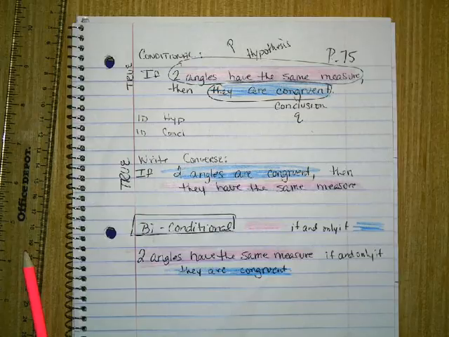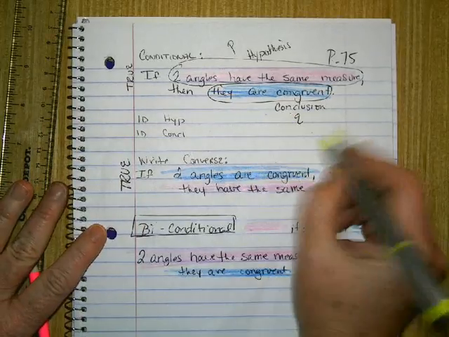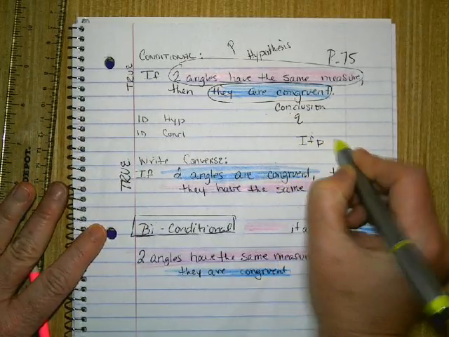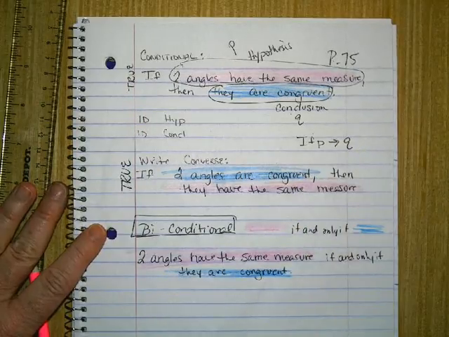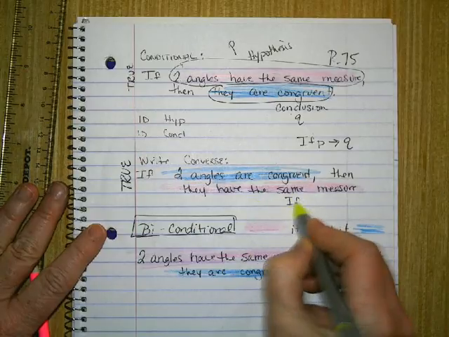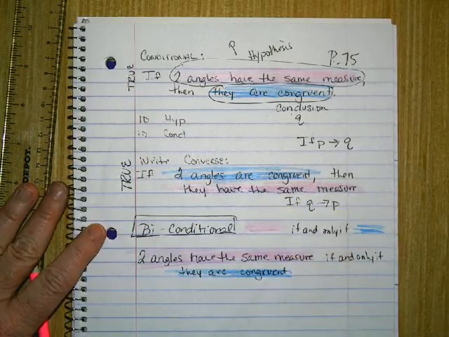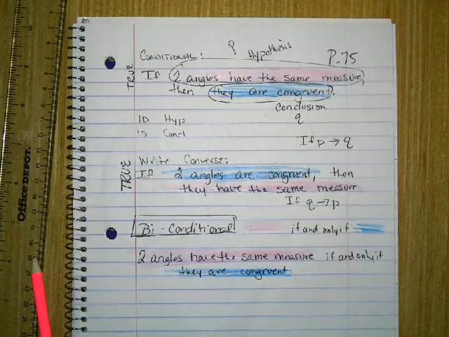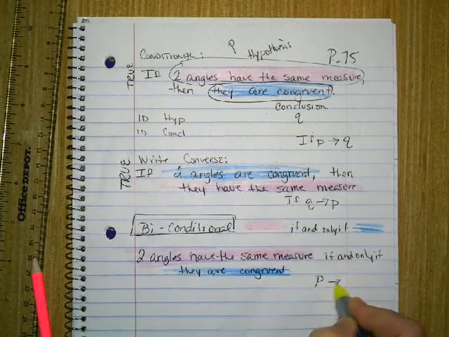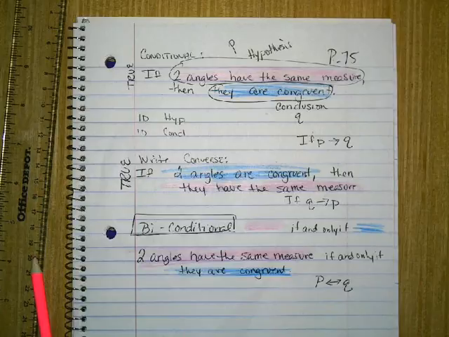Here's how your book illustrates it. They say, the first one they write as if P, then Q. That's how they write it. The second one they write if Q, then P. And then this one, they write P double-sided arrow Q, meaning it doesn't matter which piece of information I give you, you know the other piece has to be true as well. Okay?